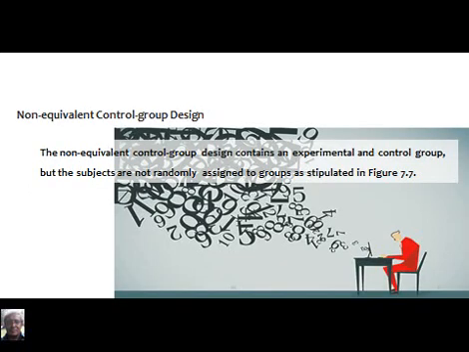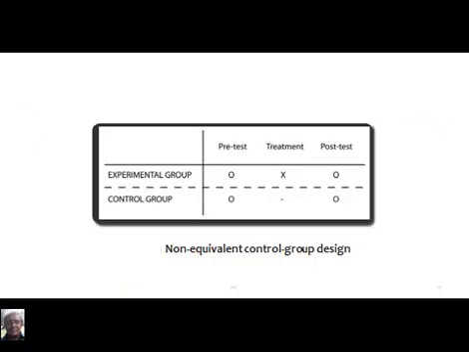Non-equivalent control group design. The non-equivalent control group design contains an experimental and control group, but the subjects are not randomly assigned to groups, as stipulated in Figure 7.7. Non-equivalent control group design.